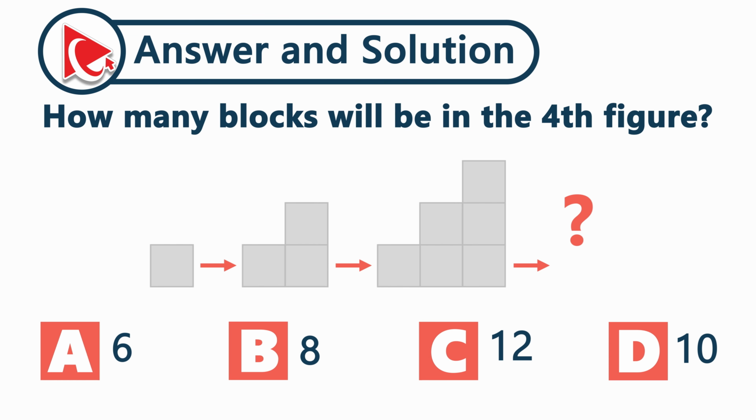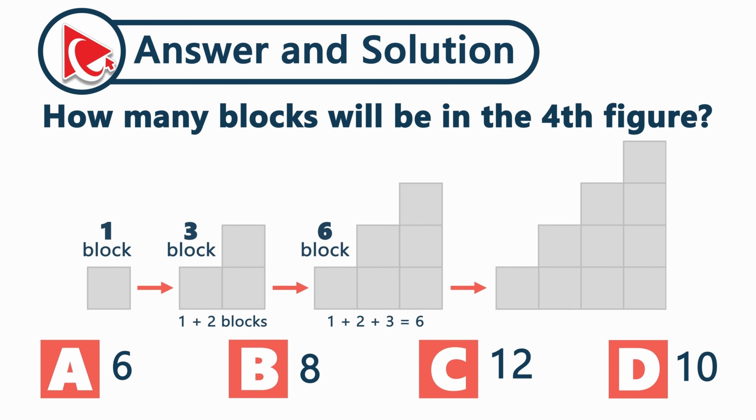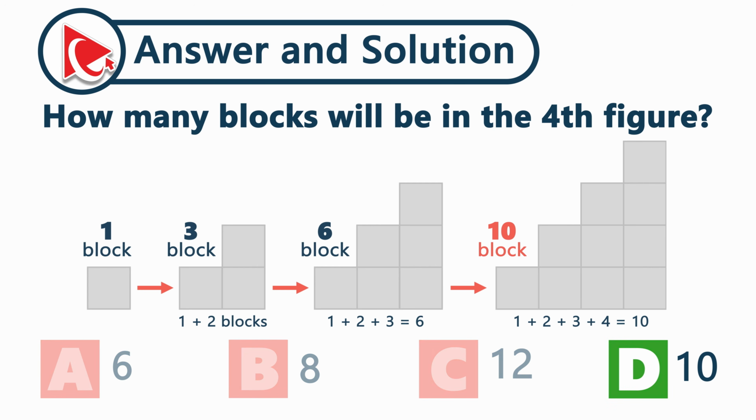Watch closely. Each shape grows by adding a new row. First has 1 block, then 2 more, then 3 more. What's next? Yep, 4 blocks added to the pile. So the total is 1 plus 2 plus 3 plus 4 equals 10 blocks. And the correct answer here is choice D, 10. It's all about building layer by layer.